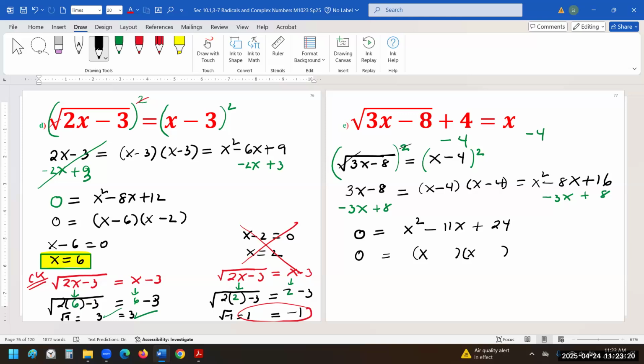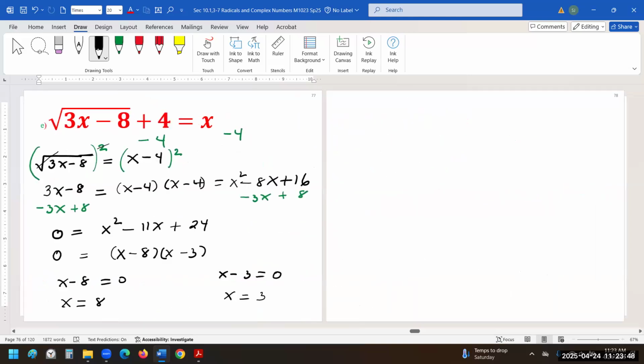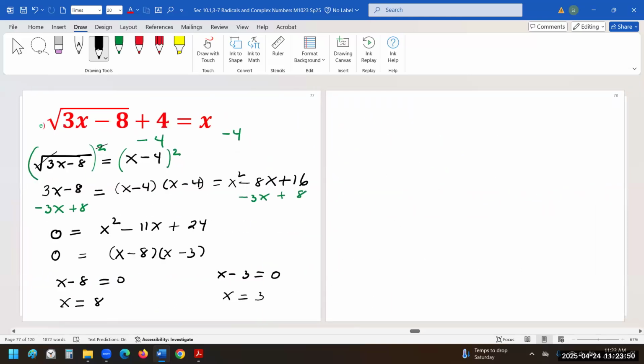Go ahead, Miley. -8, -3. 8 times 3 is 24. 8 plus 3 is 11. So, yep. We have x minus 8 equals 0. x minus 3 equals 0. So, we get x equals 8 and x equals 3. Two solutions. But just because we got them, it doesn't mean they're correct. We go ahead and check both of them.